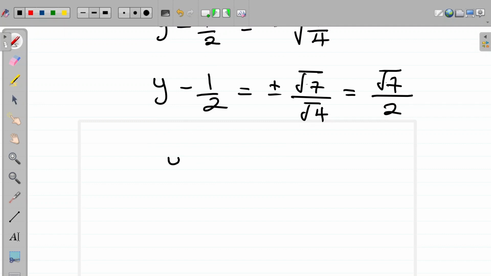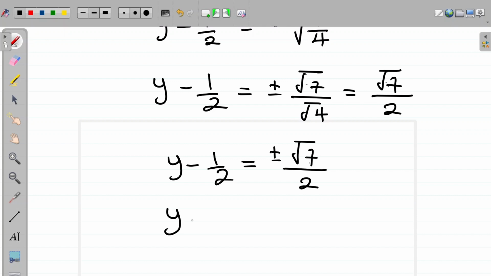Thus, we have that y minus 1 divided by 2 is equal to plus or minus root of 7 divided by 2. Now to make y our subject, we have to move minus 1 divided by 2 to the right hand side. So we have that y is equal to 1 divided by 2 plus or minus root of 7 divided by 2.